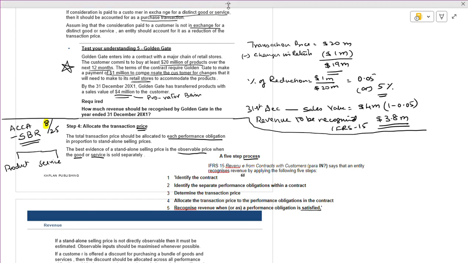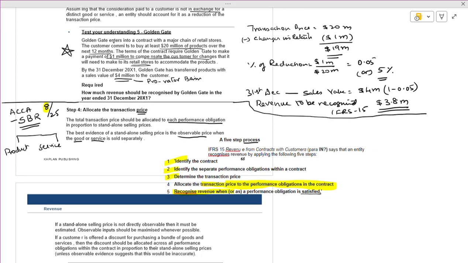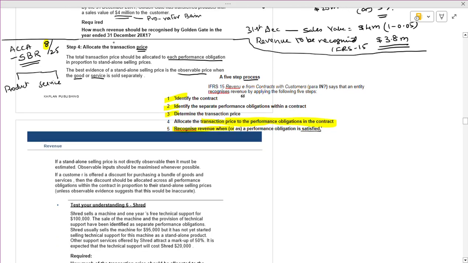In this process, we identify the contract, identify separate obligations, determine the transaction price, allocate the transaction price to the performance obligations, and in the end, recognize the revenue. Now coming back to this, as simple as that, you have to identify between product and service.